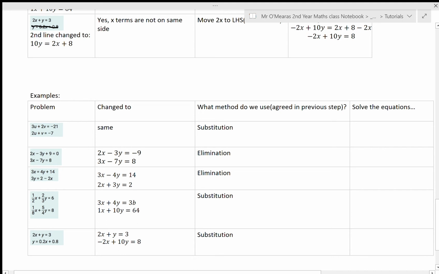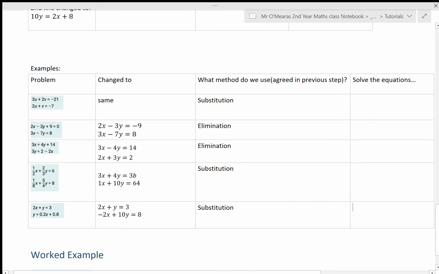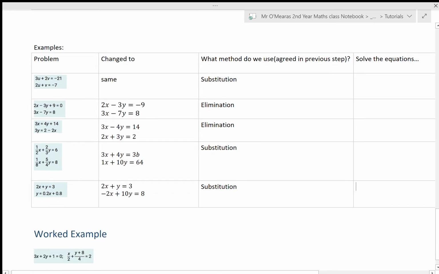The second one, we rearranged it because it wasn't all lined up, and we decided that was going to be an elimination method. So 2x minus 3y equals minus 9, 3x minus 7y equals 8. Use the elimination method to solve that. The third one, again, elimination. We had to do a little bit of rearranging of that one as well. Use the elimination method. The fourth one, 3x plus 4y equals 36, x plus 10y equals 64. We're using substitution there.